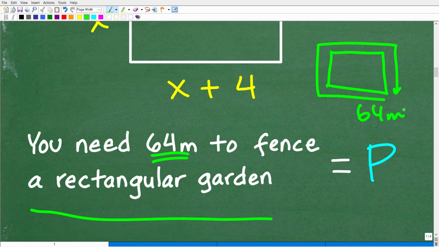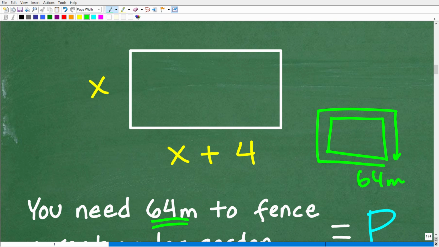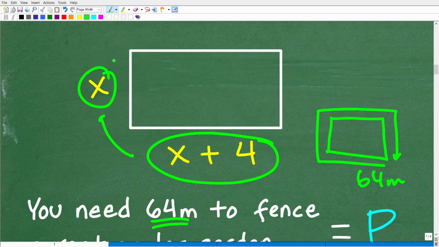Well, that's the concept of perimeter, right? The perimeter is a sum total around some sort of figure, like a rectangle or a triangle or whatever the case might be. So effectively here, the perimeter is 64 meters. Now, how could I calculate the perimeter of this rectangle? Well, we can take this side, this length, and then add it to this side, and we know that this side right here is the same as this.